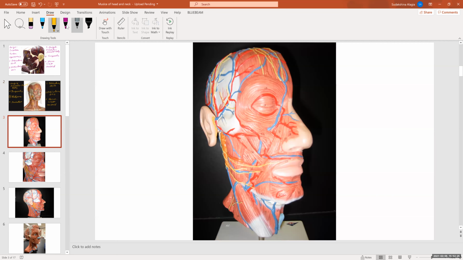Many of these muscles are repeated in these models. So you can see again occipitofrontalis, frontal belly, orbicularis oculi, orbicularis oris, masseter, sternocleidomastoid, and we can see below here, this is buccinator.